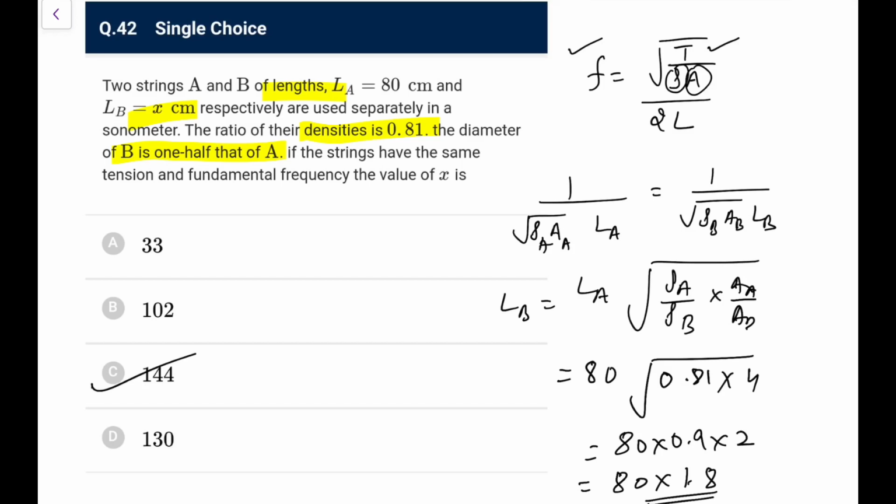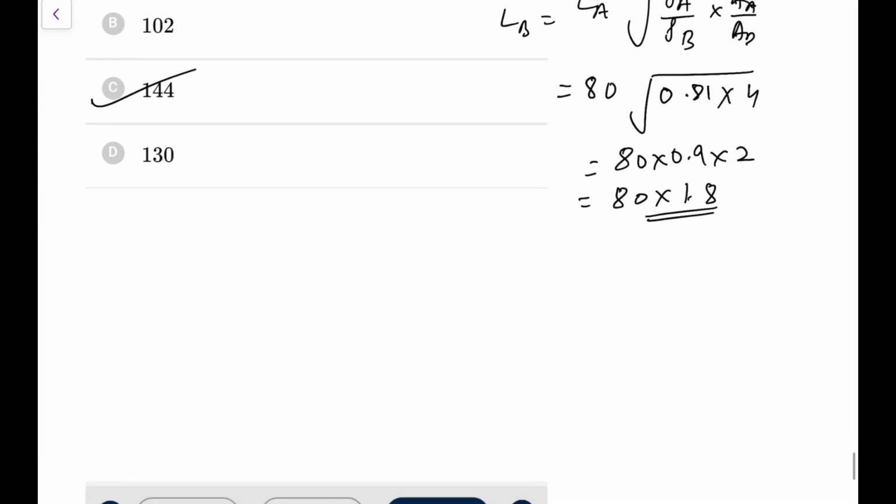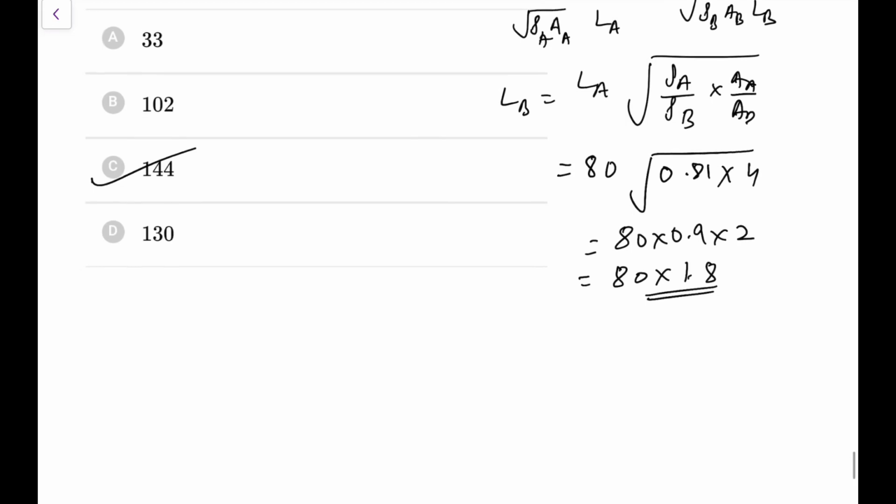Go for option C. So this would be 144, and that would be the answer I'll be ticking. Just remember, this is not that tough, but you can make it out.